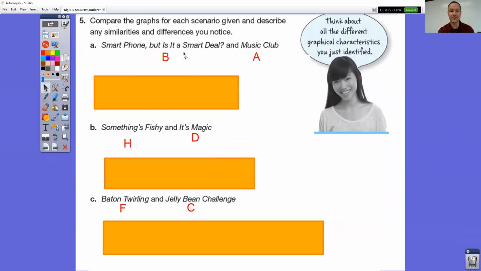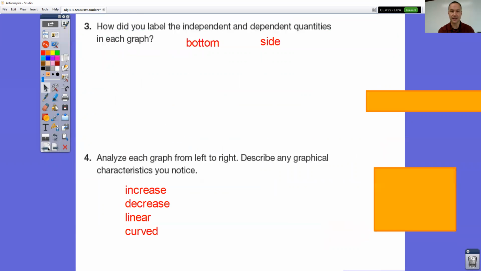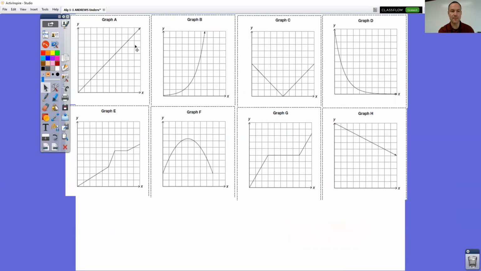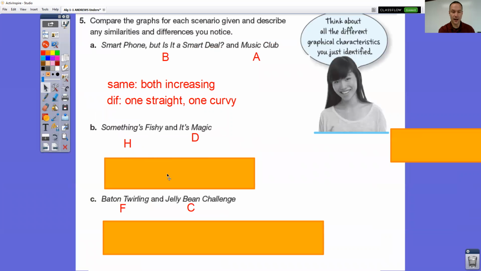So if we take a look at the smartphone, which is the B graph, and the music club. So B and A. Notice that A is linear, a straight line, where B is curved. That's one difference. How they're similar is that they're both increasing. As we read a graph, we go from left to right, just like we read a sentence. So this is going up and this is going up.